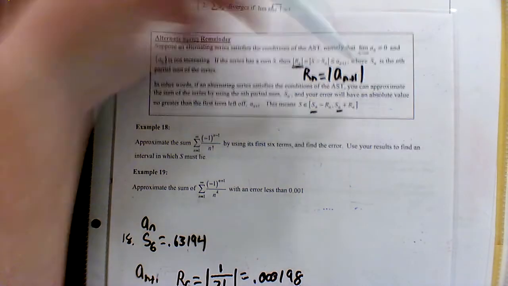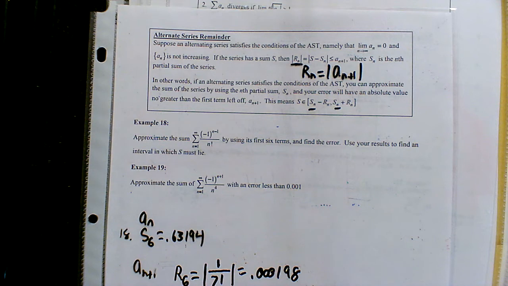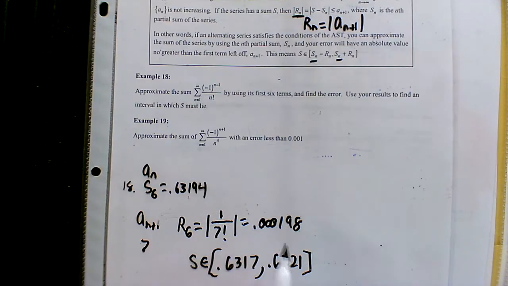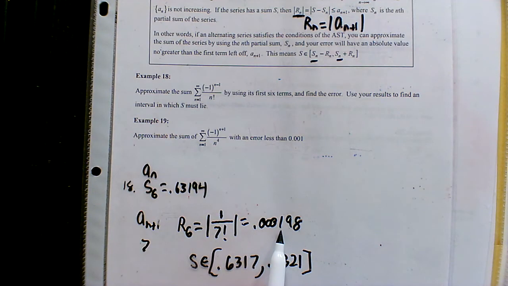Okay? And as we go to the next term, say the a sub n plus 2 term, you keep getting smaller and smaller if you're converging. So if you go to the 8th term, it's going to be smaller than this value. So could we find a more accurate error? You could.